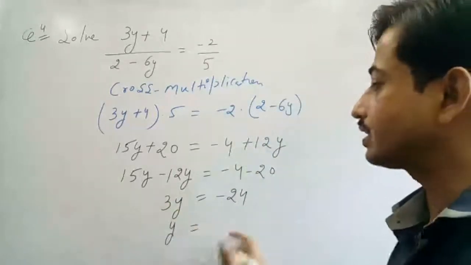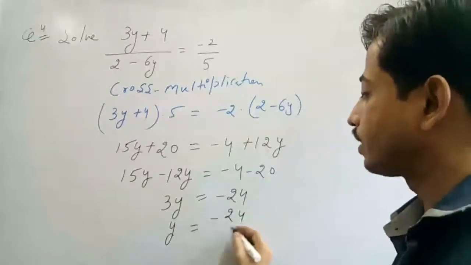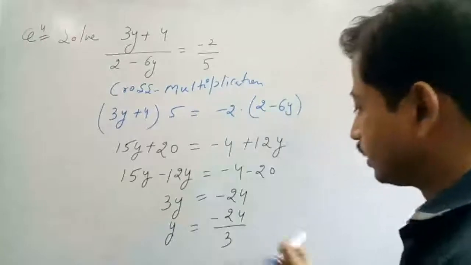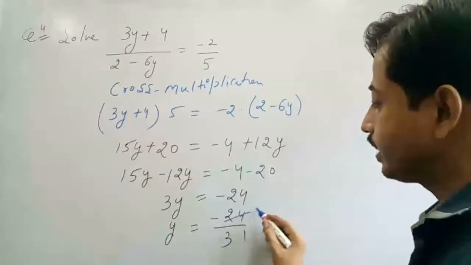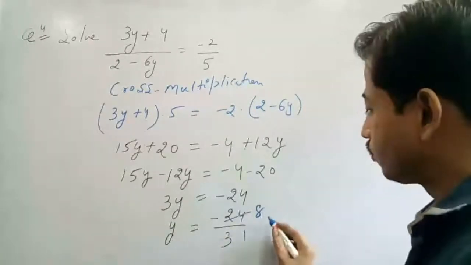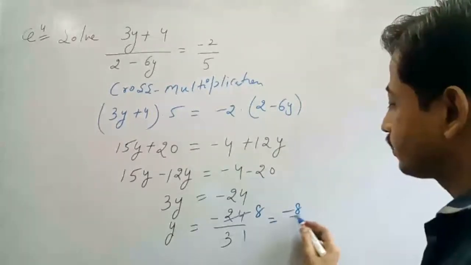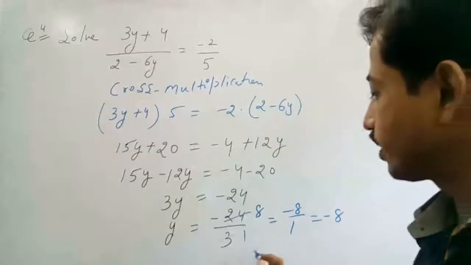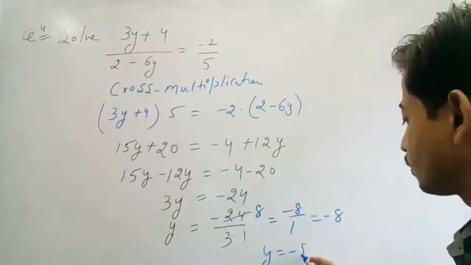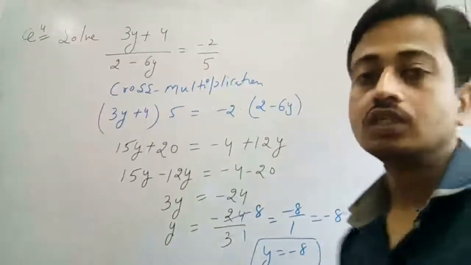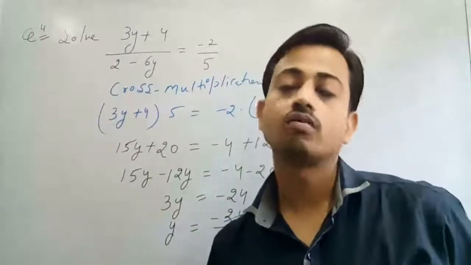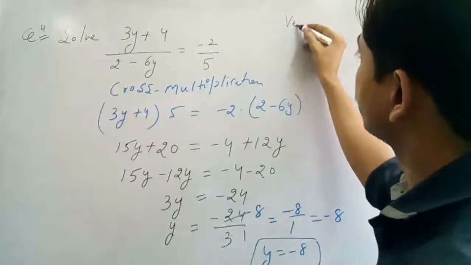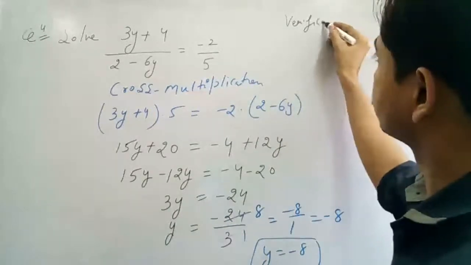Now what's the value of y? We have to take this 3 to the denominator. Now cut it in the table of 3. 3 ones are 3, 3 eights are 24. We get minus 8 by 1. So our answer is minus 8. So the final answer is y is equal to minus 8. This is your answer. Now what we have to do? We have to do its verification. So I am doing verification.